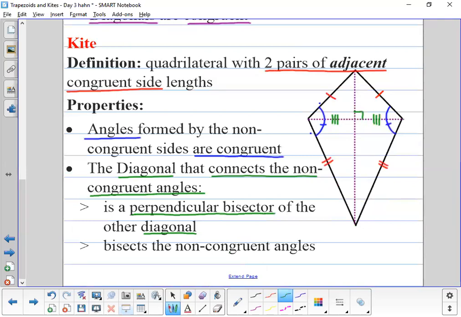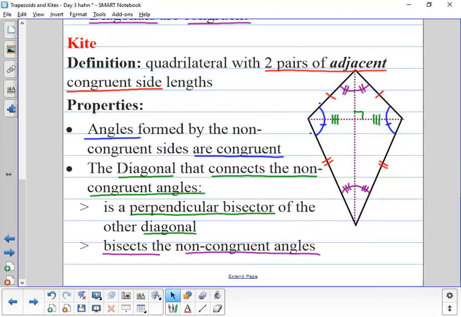And the other thing that we learned about that diagonal is that it also bisects the non-congruent angles. So if I'm looking at my angles that are non-congruent, the diagonal is going to bisect that top angle, and it's going to bisect this bottom angle. So that diagonal that connects my non-congruent angles, it does some bisecting. It bisects the other diagonal, and it bisects the non-congruent angles. And it crosses the other diagonal at a 90-degree angle as well.